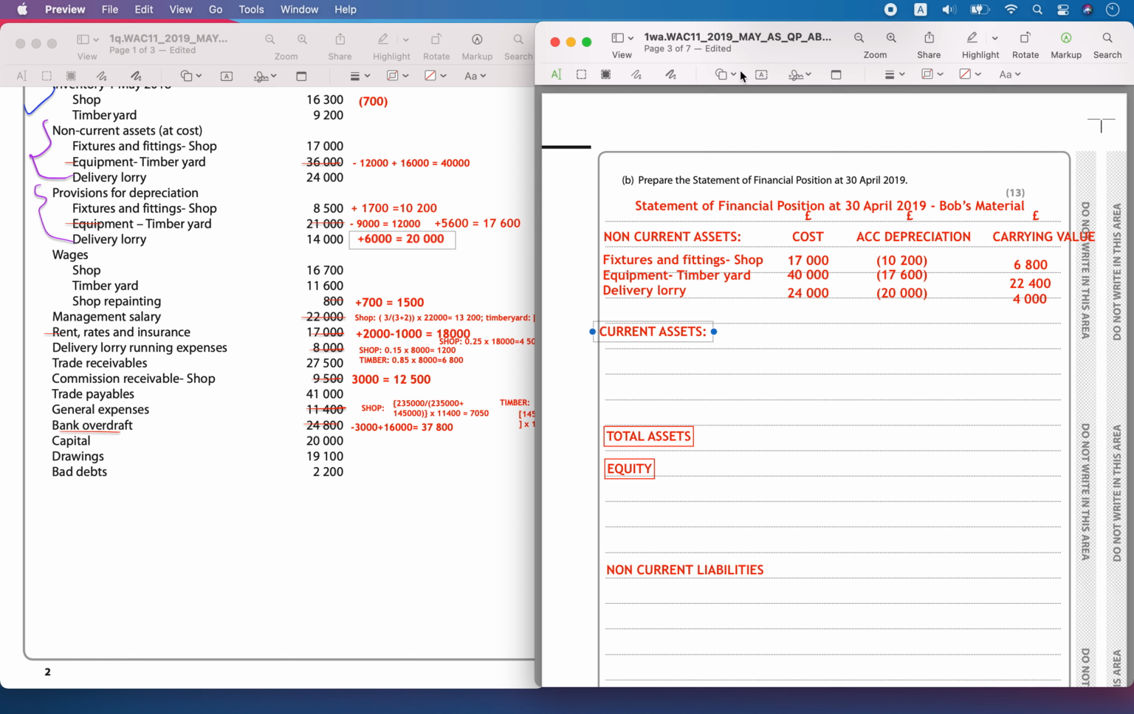Now let's add up the totals here, for all the things. First one is the cost. Let's add up the cost: 17,000 plus 40,000 plus 24,000. So the total cost is going to be equal to 81,000.